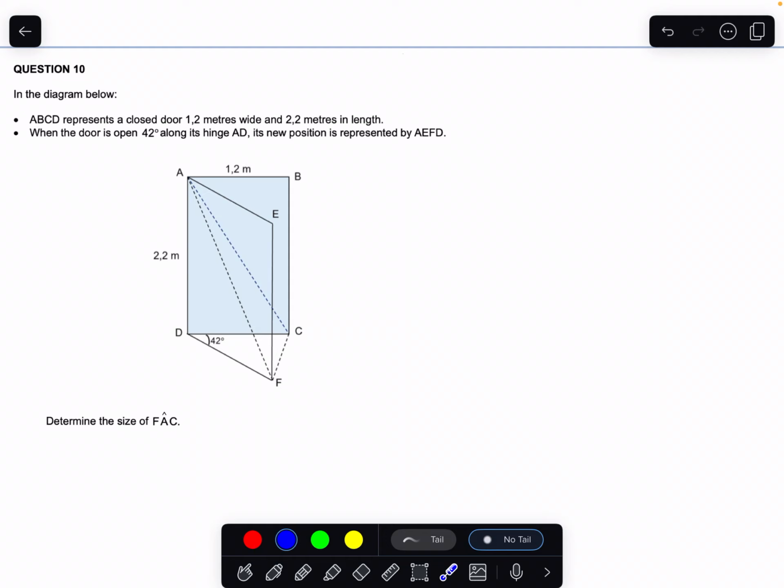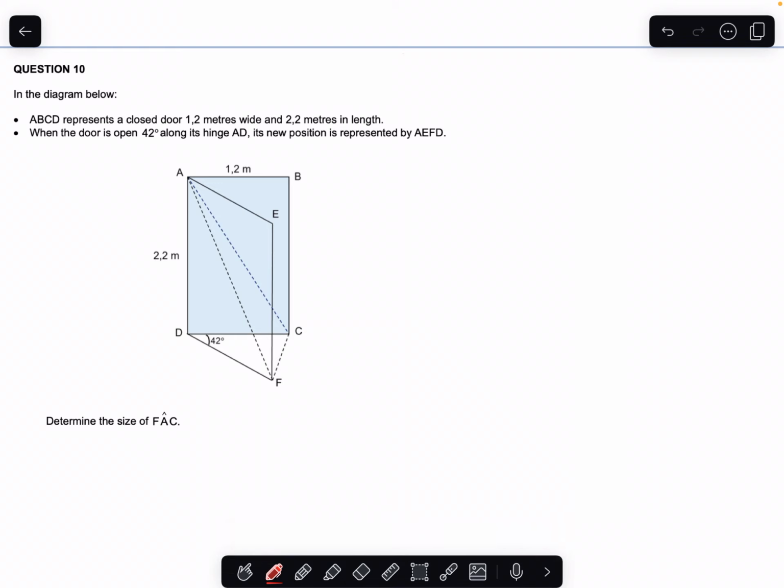And that seems like the best way to go, because if we wanted to use the sine rule, for instance, then we would have needed some other angle inside FAC. And I don't see how we would get that. So, yeah, that's the plan of action. Let's do it.